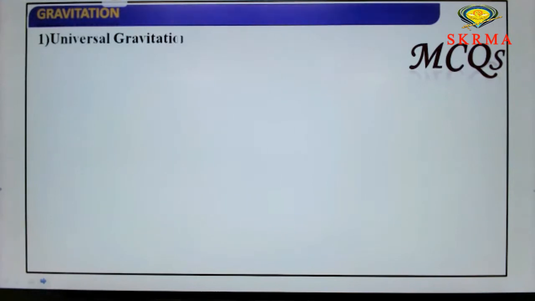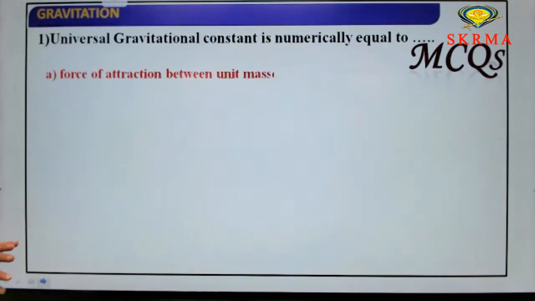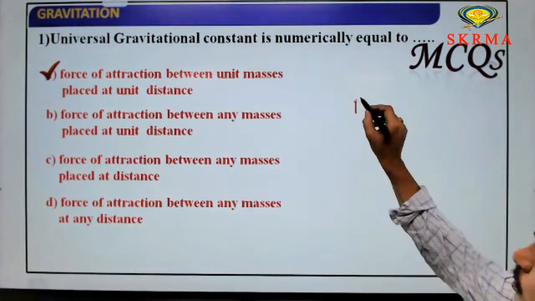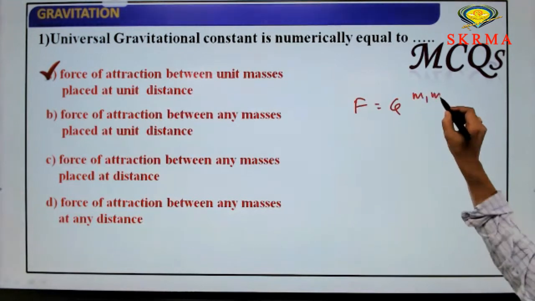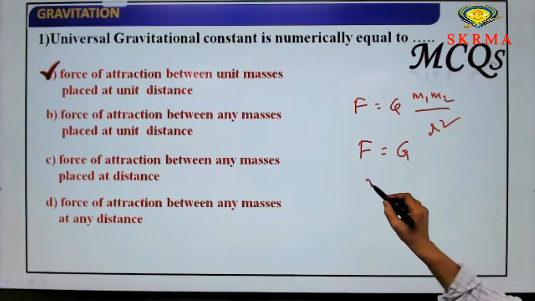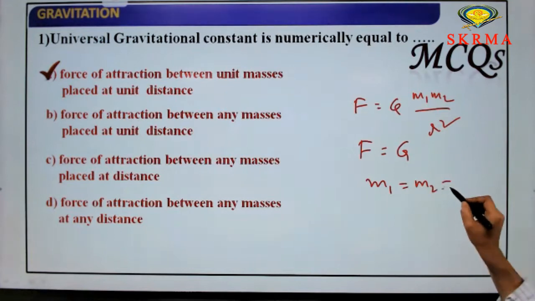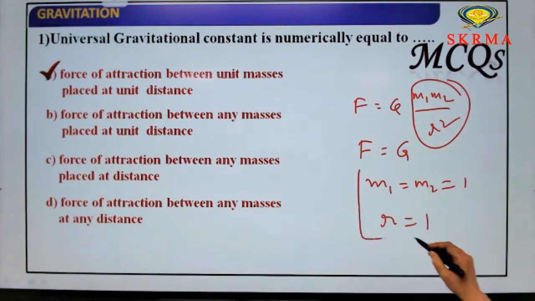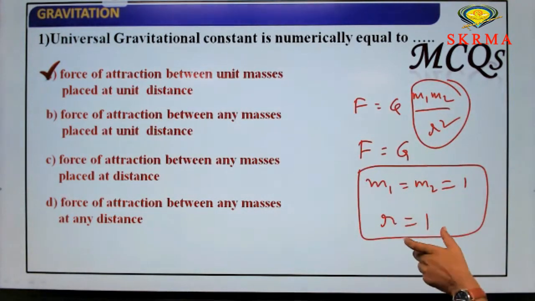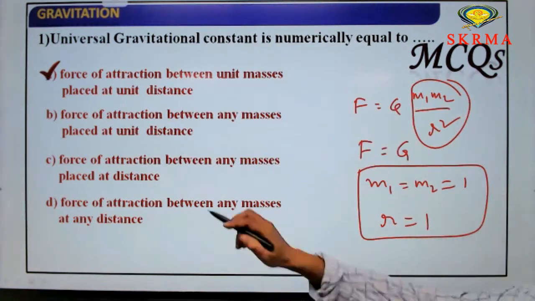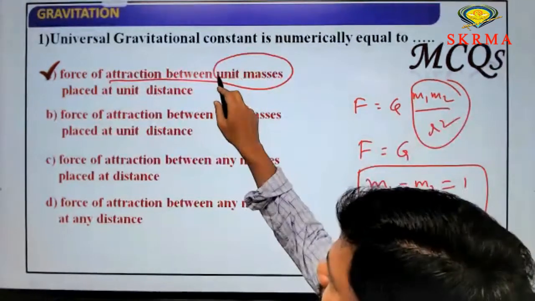And depending upon the concept, we have to answer this question. Universal gravitational constant numerically equals to. Just to discuss, what is the universal gravitational constant? From the definition, F is equals to G m1 m2 by r square. If force equals to gravity, in which case the mass is unity, m1 equals to m2 equals to 1. If every component in this equation is 1, r equals to 1, then if two unit masses are separated at 1 unit distance, in such a case the gravity is equals to force. That's why here the correct option is the force of attraction between unit masses at unit distance.